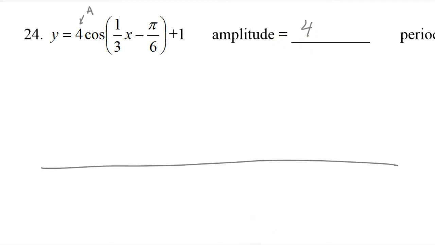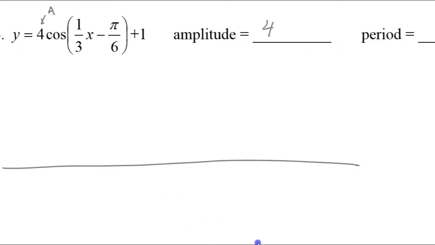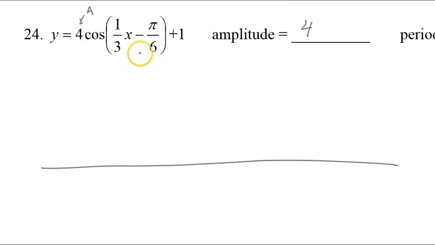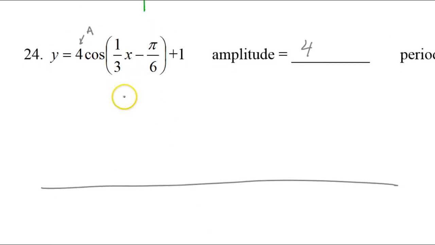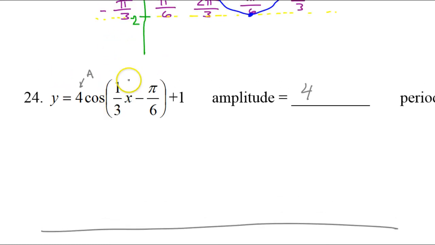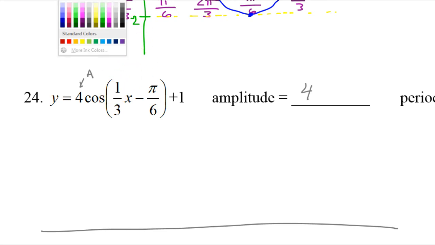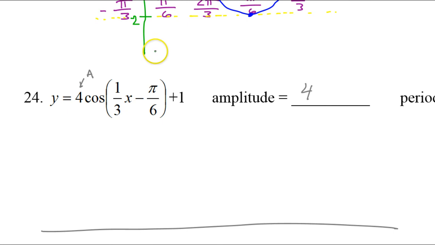Now, when it comes to the period and the phase shift, I really need to rewrite this equation into a different form. So I need to factor out the b value in order to see what's actually going on. So that's what I'm going to do. This b value, the 1/3, if I pull that 1/3 outside the parentheses, then I need to take this pi over 6 and divide by 1/3.